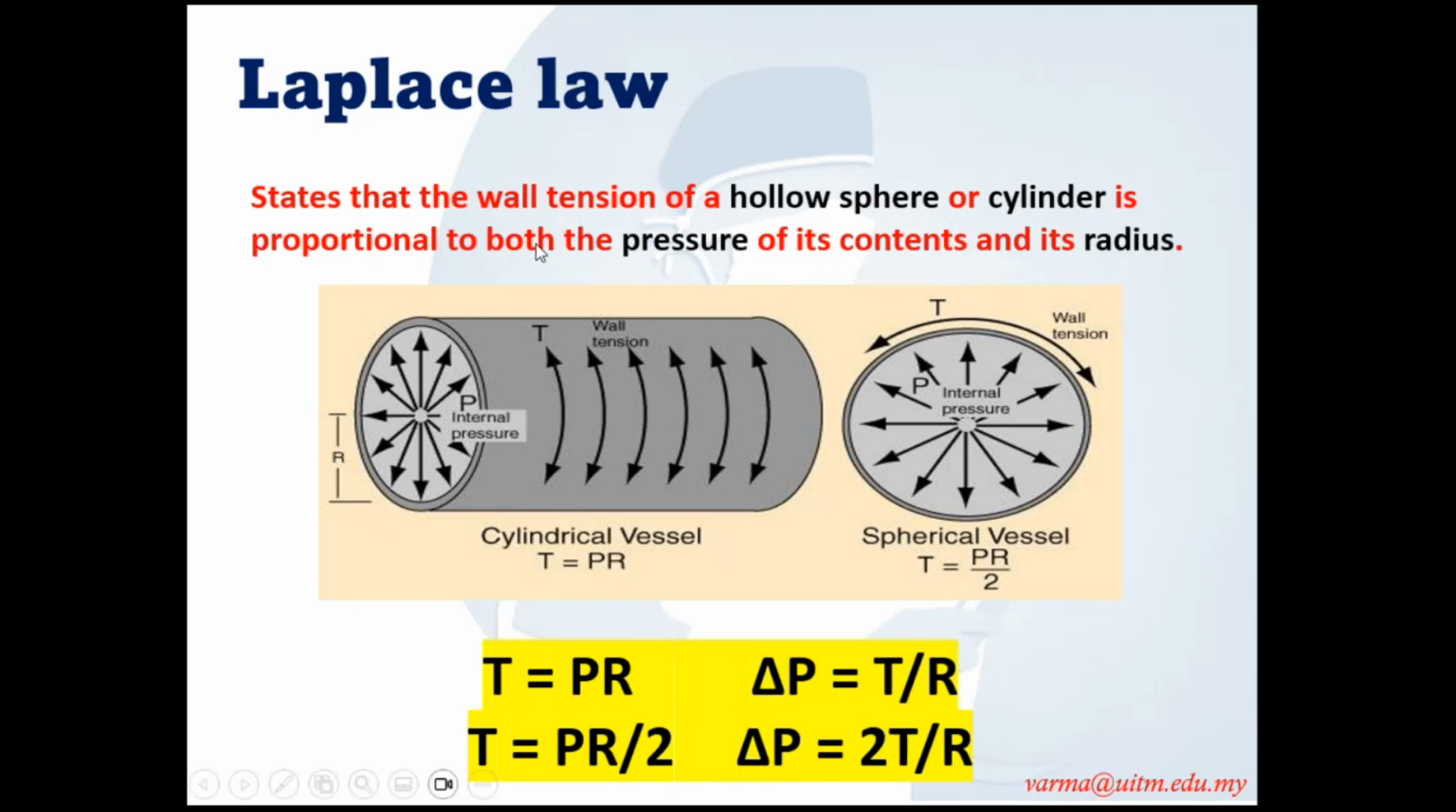Then another one where we talk about LaPlace's law is the bruit. If you have carotid stenosis, you can palpate and you'll feel a bruit. When you have a carotid stenosis, the stenosis is going to reduce the radius. So when the radius reduces, your pressure will be very high. That's why you feel the bruit, because the tension is increased. So that's why the pressure is felt. There are a lot of clinical applications like this.